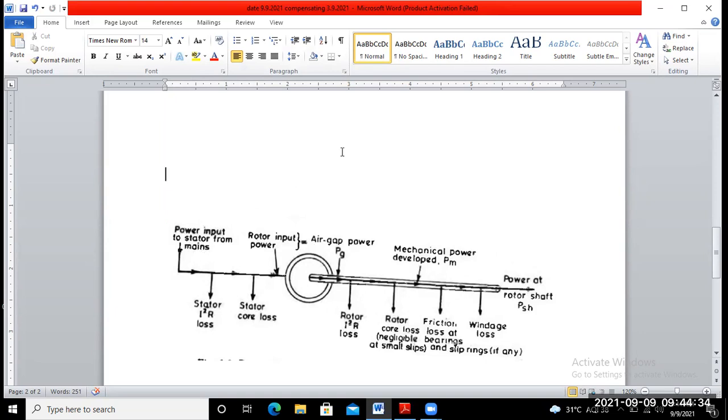Okay, so this is all about the losses and efficiency of the three-phase induction motor. We stop here, and in the next class we will discuss further.